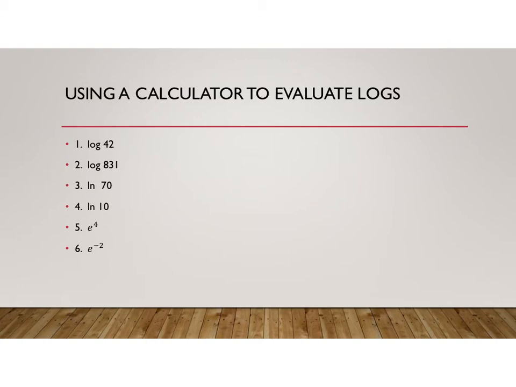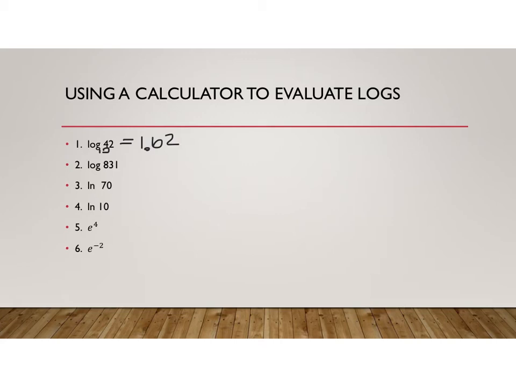Using a calculator to evaluate logs. Number 1, the log of 42. On your calculator, you just type that in simply, log 42. It gives you 1.623. Okay, very easy. The thing you got to realize is that's a base of 10. So what that means is 10 to the 1.62 power would be about 42.